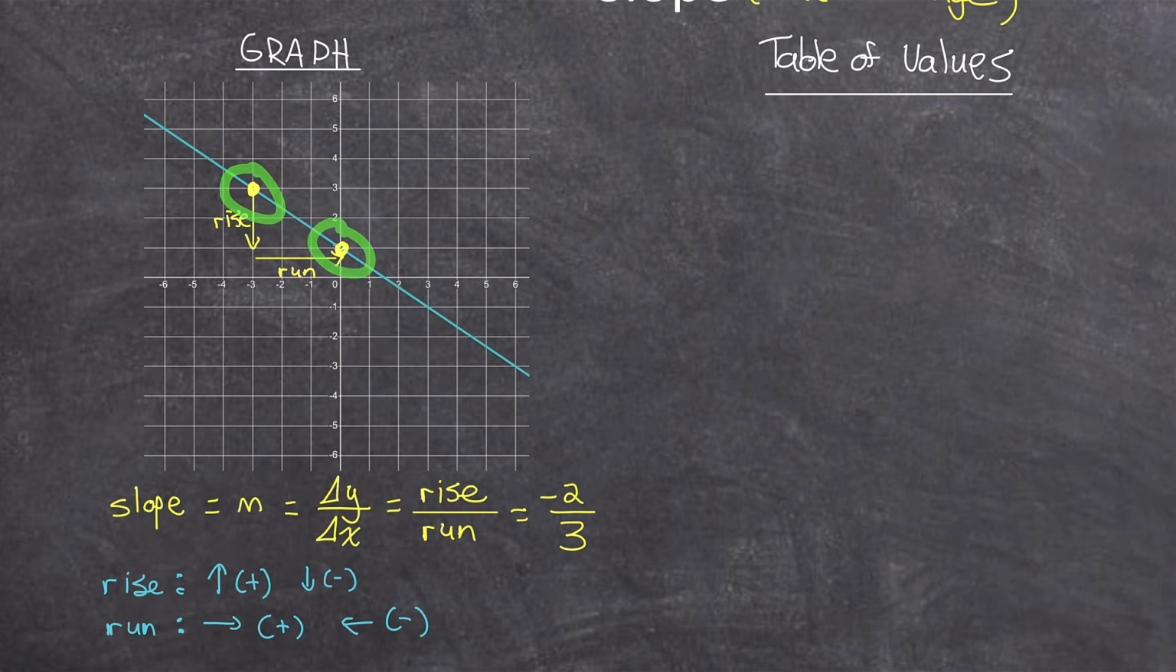Now to get this rate of change or slope of -2/3, we wouldn't have had to pick these 2 points. Linear relationships have a constant rate of change. They have a constant slope, which means we could have picked any 2 points and got that same answer.